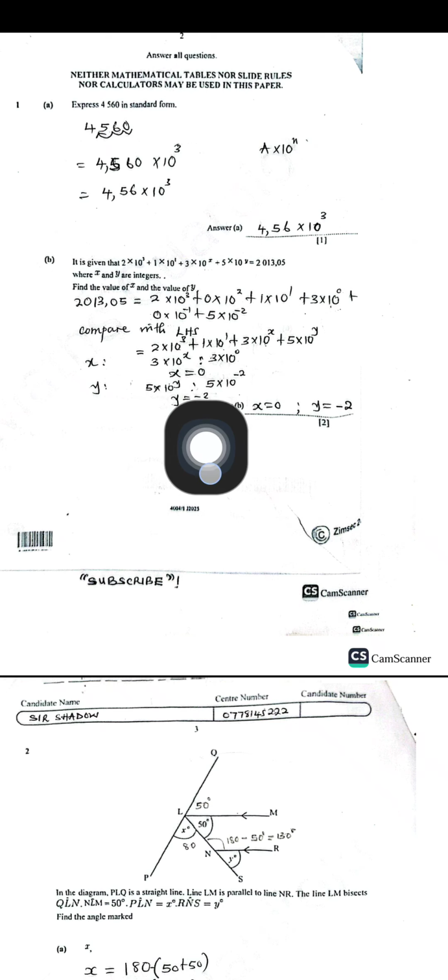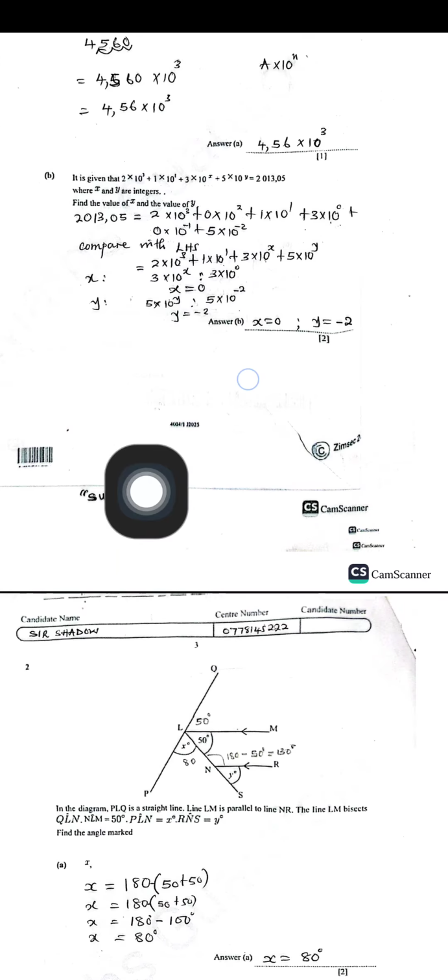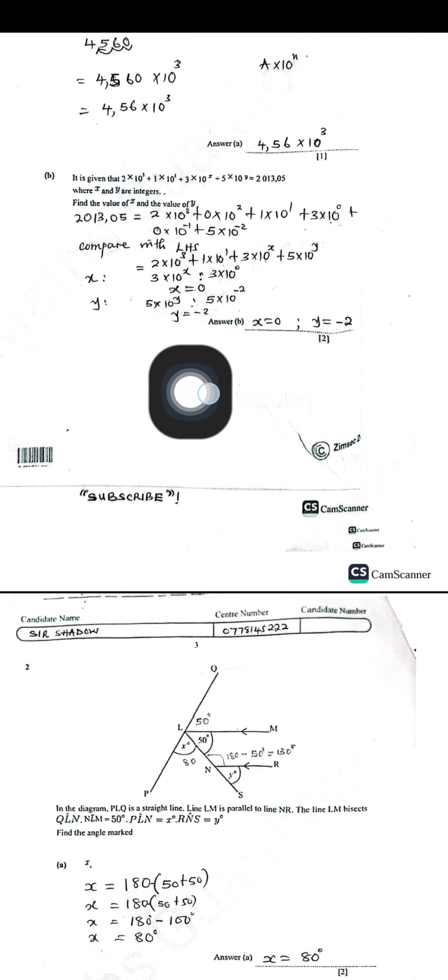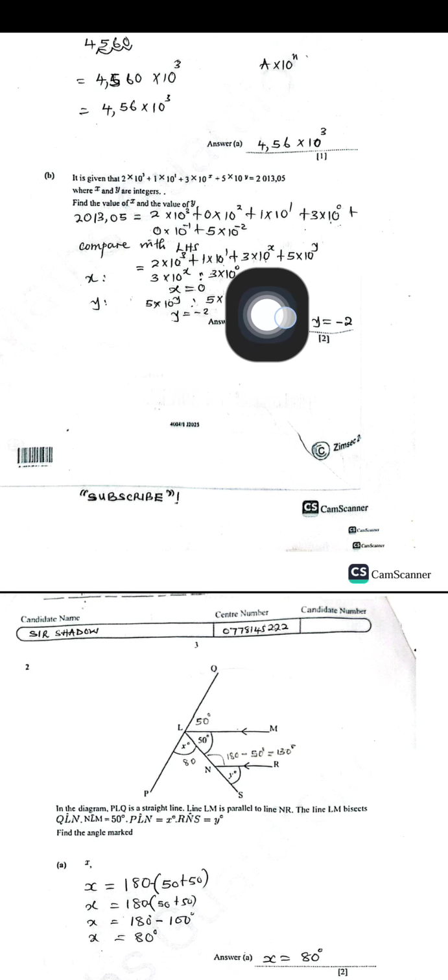X is equal to 0, right? Then let's consider the value of y, which is right here. For the value of y, we also compare where there is y. Let's see where there's y.